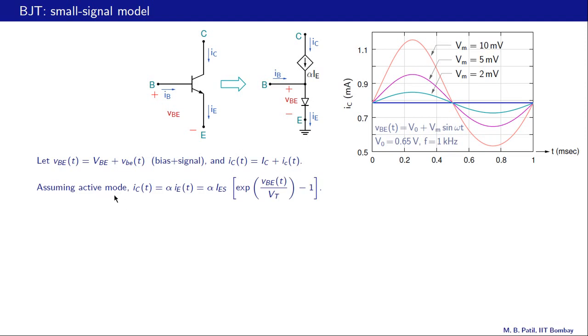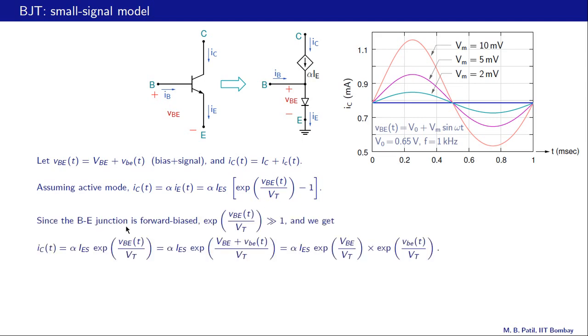And assuming active mode, the collector current is alpha times IE of t. And what is IE? It's IES e raised to VBE by VT minus 1. This is the total instantaneous base emitter voltage. That is the total instantaneous emitter current. And this is of course simply a special case of the Ebers-Moll model, as we have seen earlier.